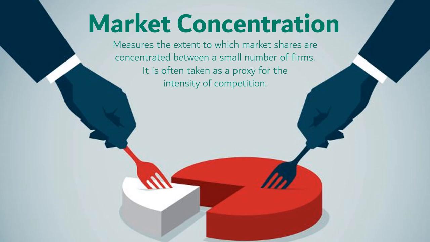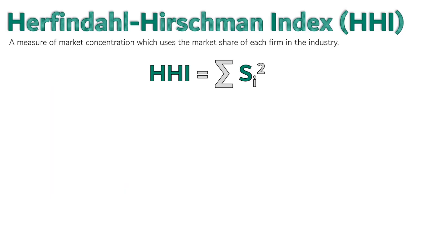We can look at all the firms in a market and see what percentage of total sales for the whole industry each firm has. If only a few firms have the vast majority of sales, then that market would be highly concentrated. A common measure of market concentration was developed by the economists Orris Herfindahl and Albert Hirschman.